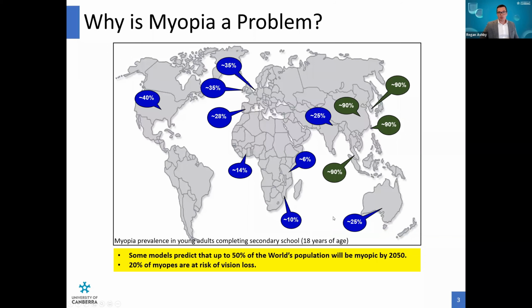So why do we class myopia as a problem? Well, as this world map shows, it's reached epidemic proportions in many parts of the world. Now, this is most notable in urban east areas of Asia, where between 80 to 90% of school-leaving age children are myopic. Now, some of the models predicted up to 50% of the world's population will be myopic by 2050, although we are most likely not going to reach that number. But what's worrying is 20% of those myopes have a significant chance of vision loss.